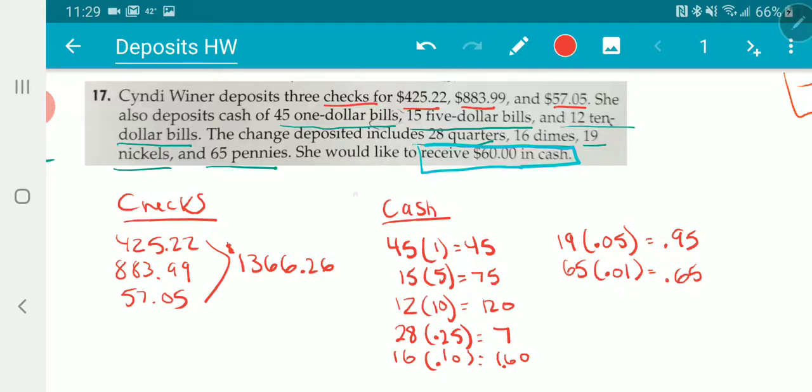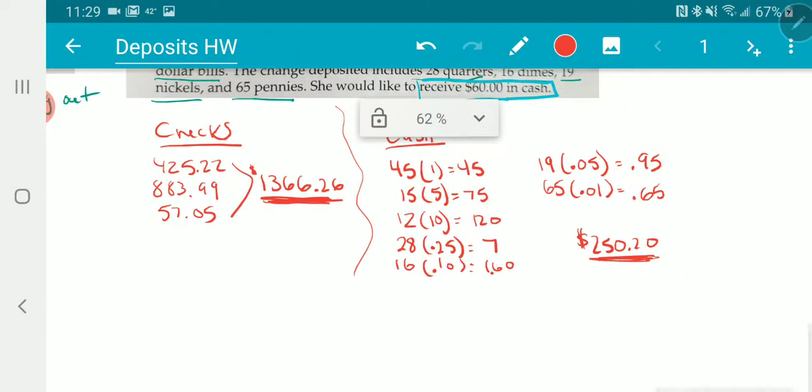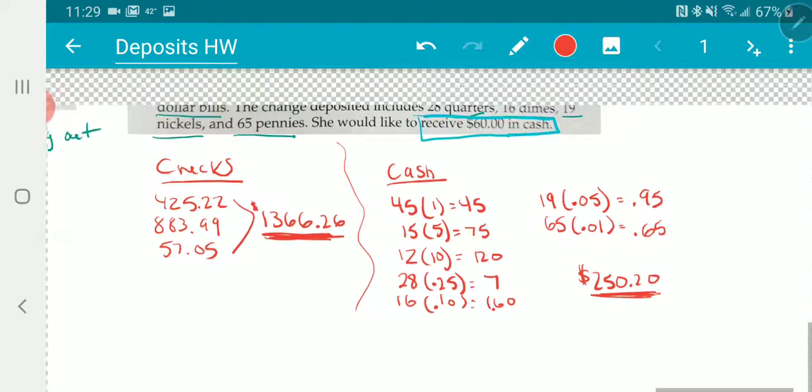Let's add up all my cash. I'll separate that from my checks. So I've got 45 plus 75 plus 120 plus 7 plus $1.60 plus 95 cents and plus 65 cents. So when all that gets totaled into my calculator, it comes out to a total for the cash of $250.20. So far I've got my checks right there, my cash right there. I'm going to move this out a little bit. So that would be my deposit.